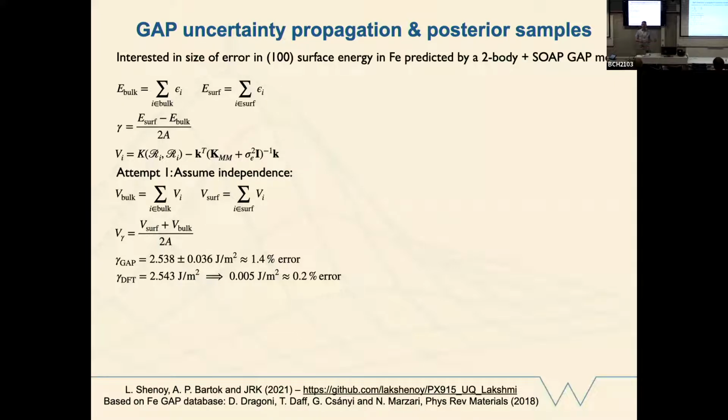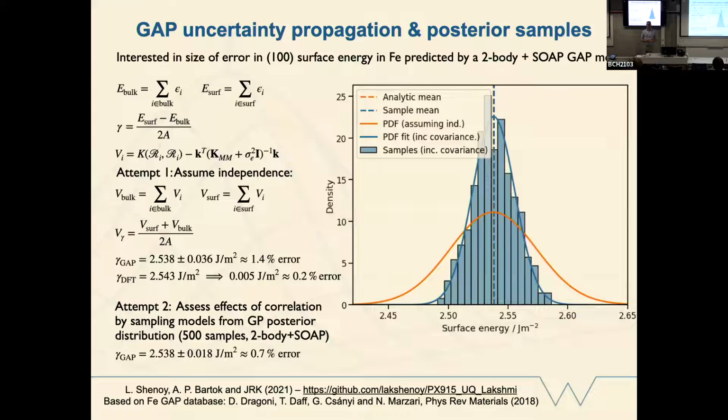We can address that by, instead of assuming that we can just add up all these variances, actually sampling from the posterior, so just sampling from the multivariate normal given by the posterior mean and the posterior covariance, and that gives us this distribution of samples shown here in blue. It's the correlation between the errors.